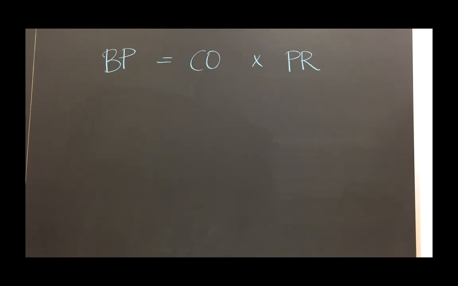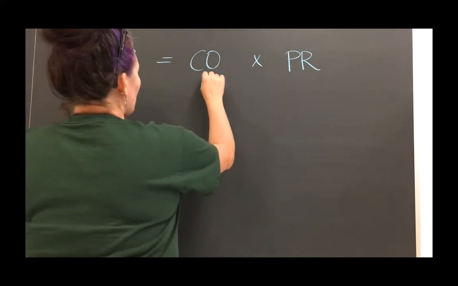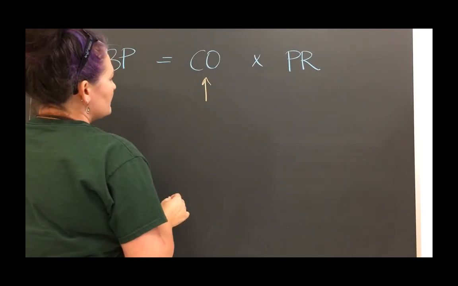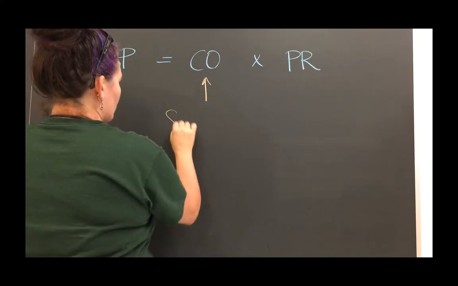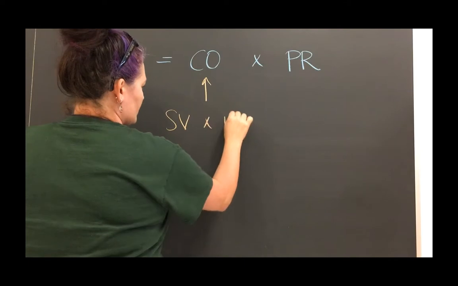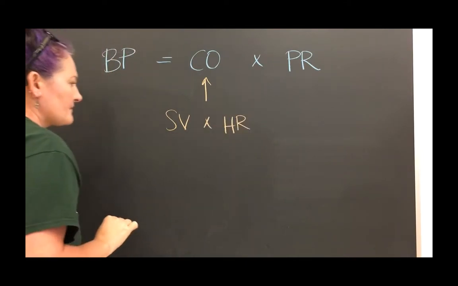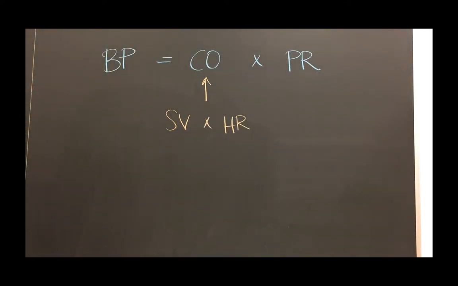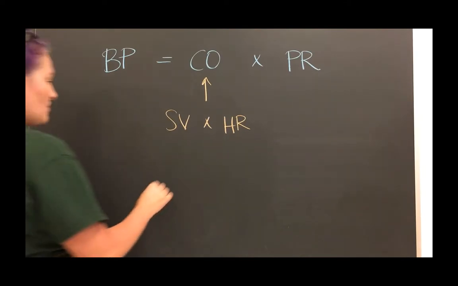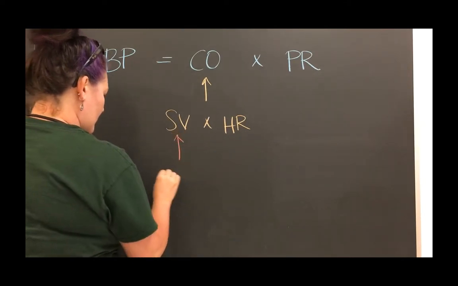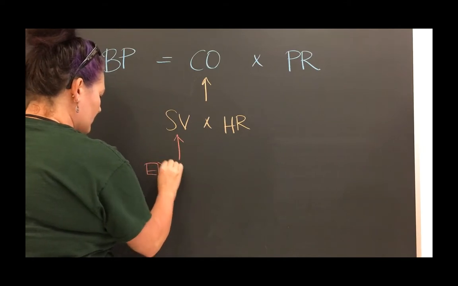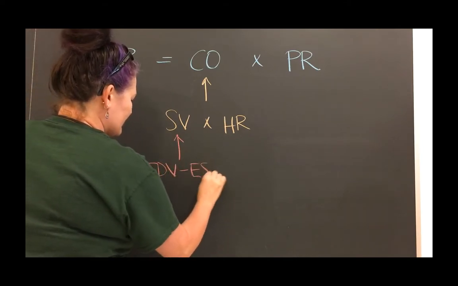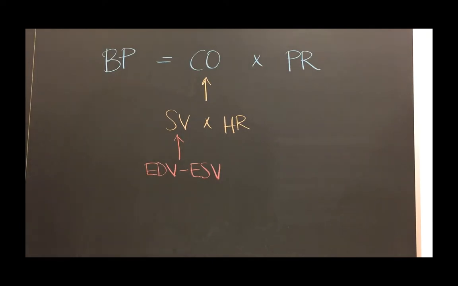So let's start adding in some of the stuff that we already know. We know that cardiac output is the product of stroke volume times heart rate. That is something that we've talked about before. We also know that stroke volume is found by taking your end diastolic volume and subtracting your end systolic volume. So that's how we get stroke volume.